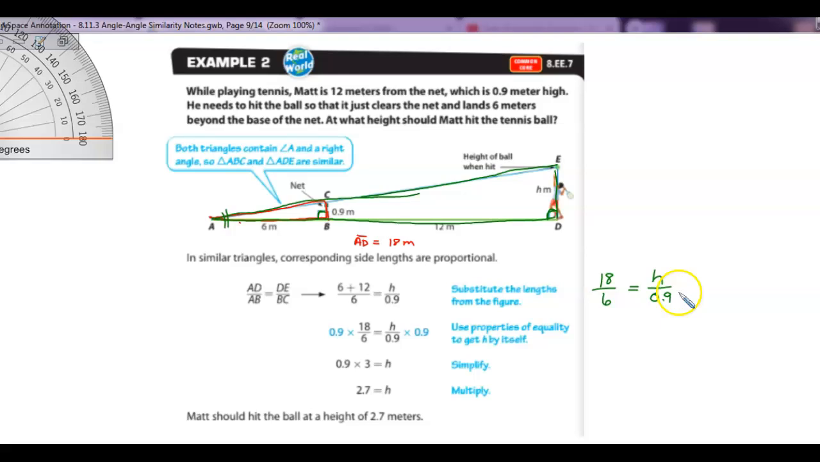Knowing what I know about proportional relationships, if I cross multiply and divide by 6, I'm going to get 2.7. So he should hit the ball at the height of 2.7 meters. Okay, let's try another one.